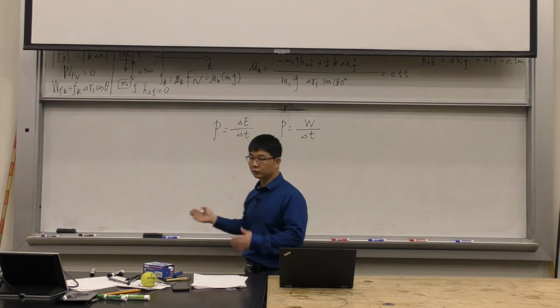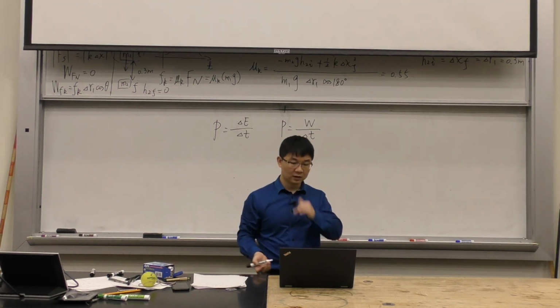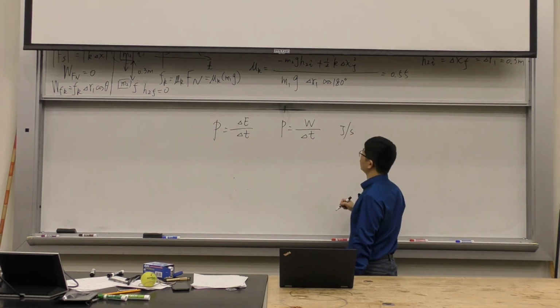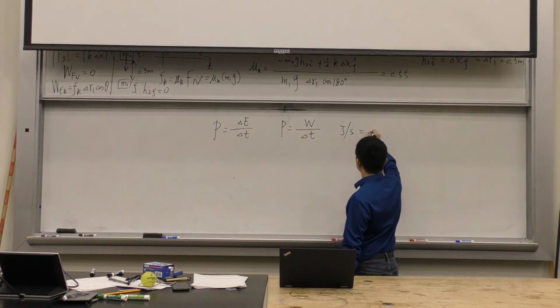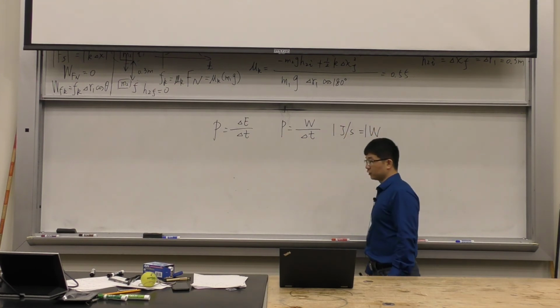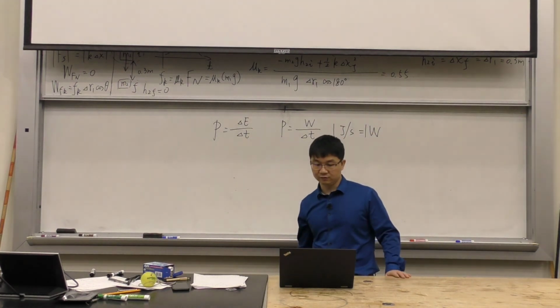But work and energy, they're equivalent, right? So this is the same unit. And the unit is going to be joules per second. And we do have a new name for it. We call it watt. Okay? So watt is the SI unit of power, or joules per second if you like.